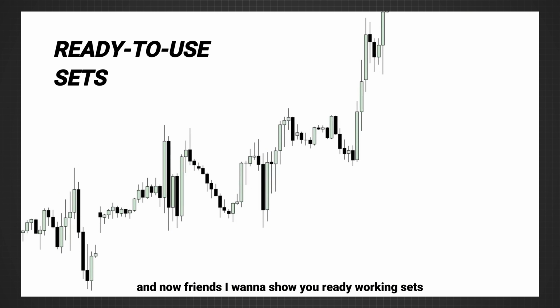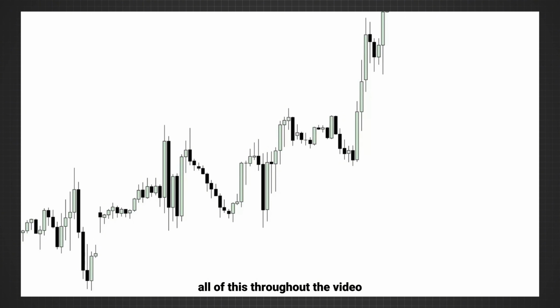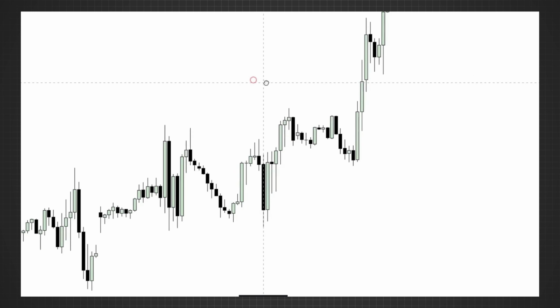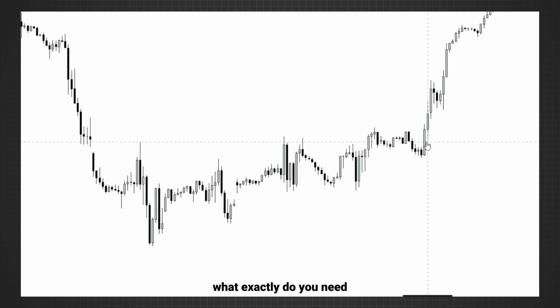And now, friends, I want to show you ready working setups. Summarize it all up, how you can use everything I've told you in real time, and what the sequence is. Basically, I've been talking about all of this throughout the video, but now I want to just elaborate on it a little bit more. What exactly do you need?